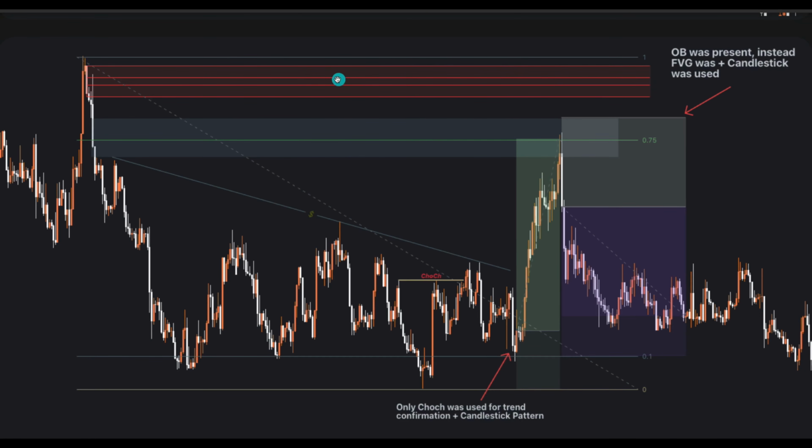Even though there was an order block up here present, price didn't tap into it. But instead, I saw how price reacted off of this fair value gap. So, as you can see, I entered here for a sell. Now, I also added this green one right here as an example of trading against the trend. So only change of character was used for trend confirmation, and then I used the candlestick pattern.